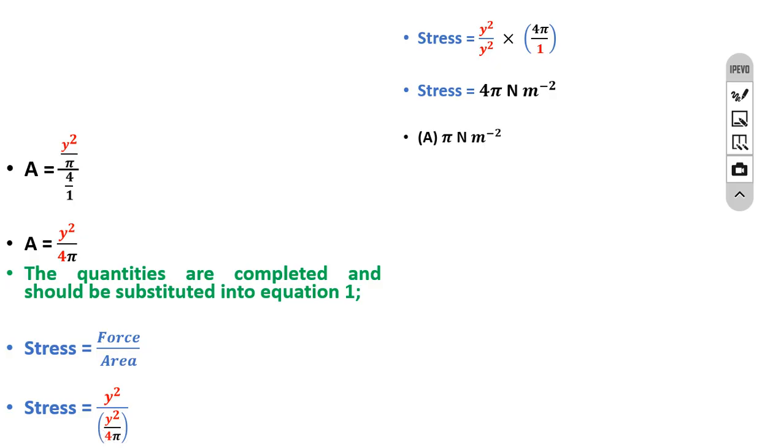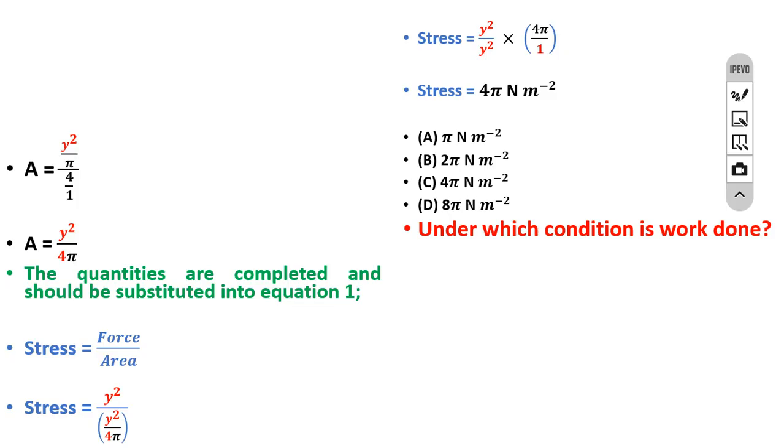So the option here was pi newtons per meter square, 2 pi newtons per meter square, 4 pi newtons per meter square, and 8 pi newtons per meter square. So the correct option is option C, 4 pi newtons per meter square. Let's take the next question. Under which condition is work done?